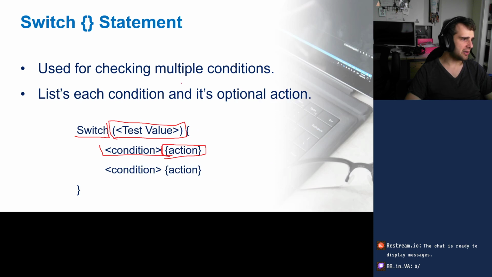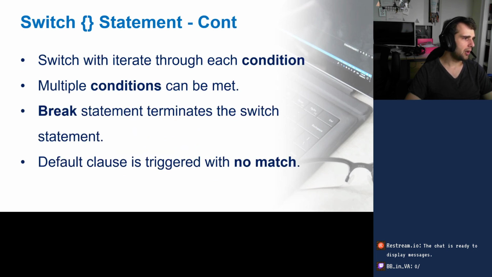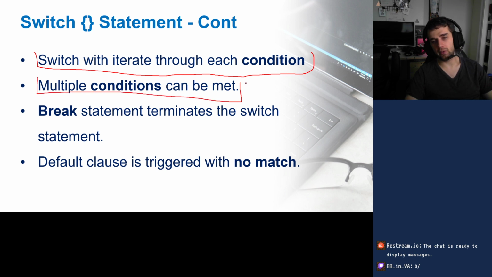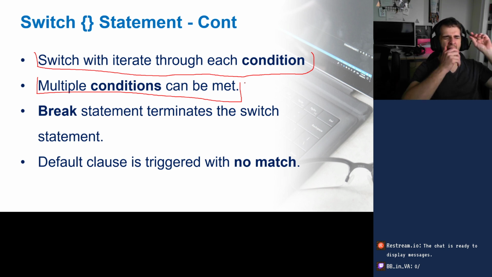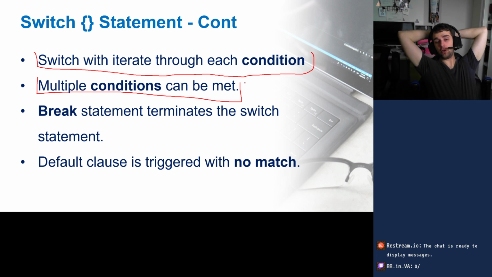Now, one of the things with a switch statement is that it will iterate through each condition. Multiple conditions can be met. This is really quite cool because, let's say you're matching on people's names, and the first name is Sally. You could have potentially multiple Sallys.